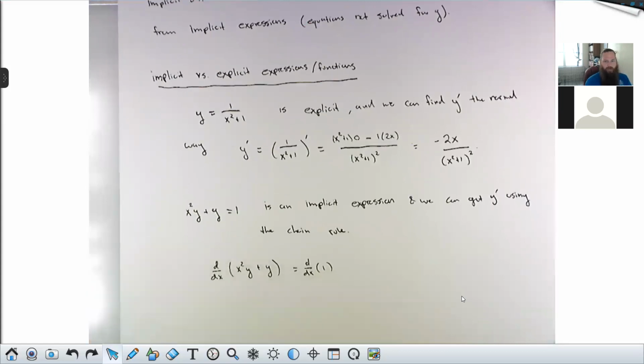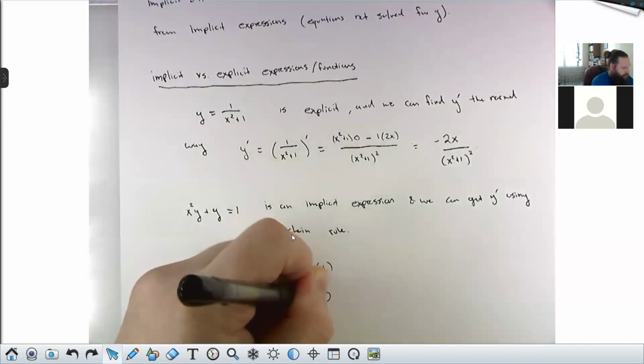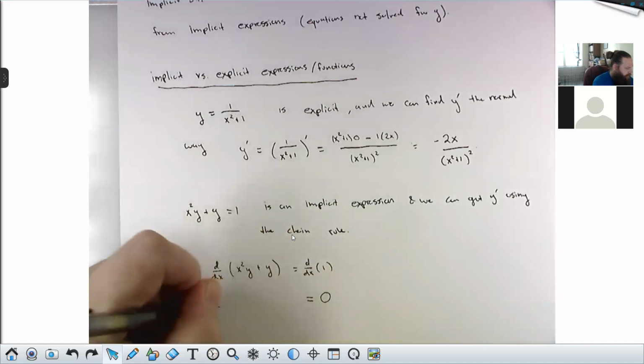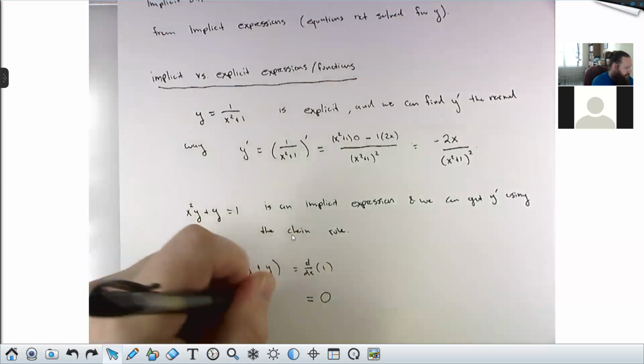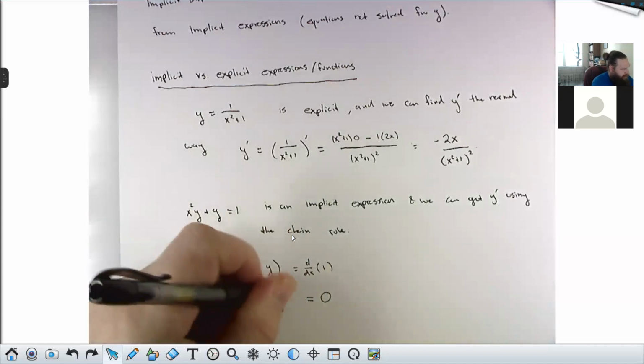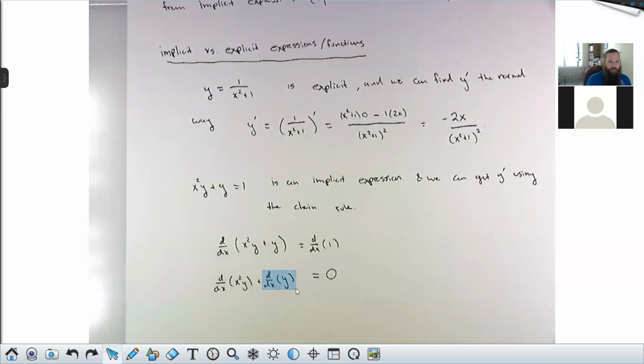I'll get a true statement because I'm applying the operator d dx to both sides of this. And somewhere in this mix, I will get my derivative, y prime, dy dx. d dx of 1 is 0. And on the left-hand side, I can use my rules. This would be d dx of x squared times y plus d dx of y. d dx of y, that's the derivative of y, taken with respect to the variable x.